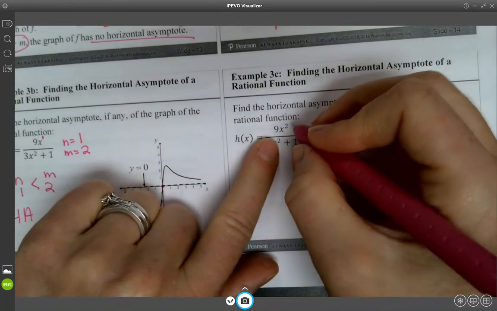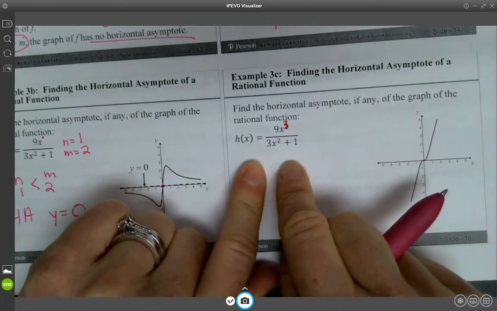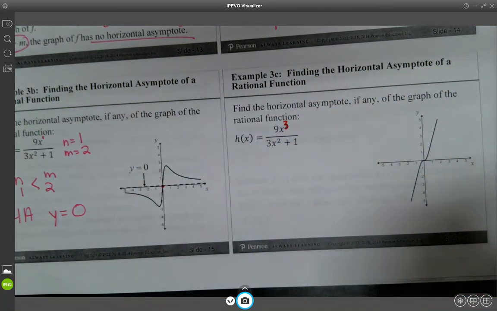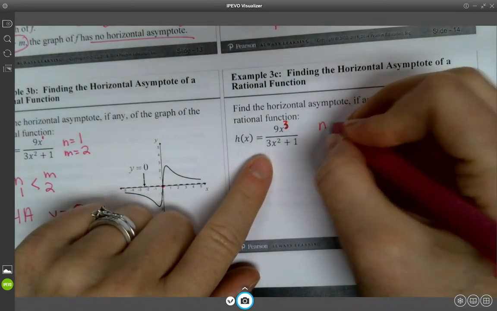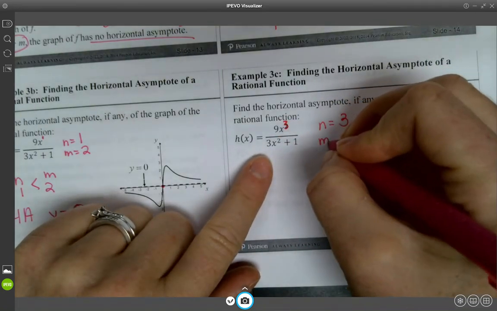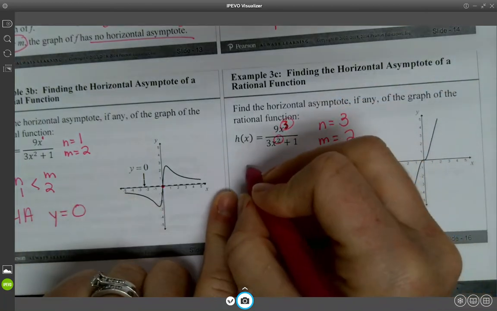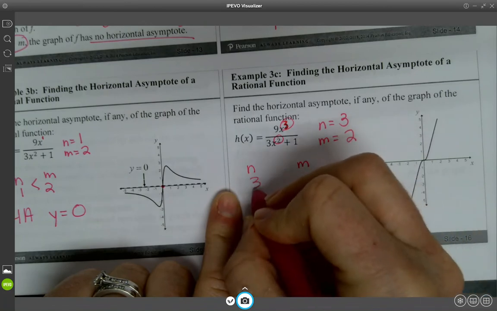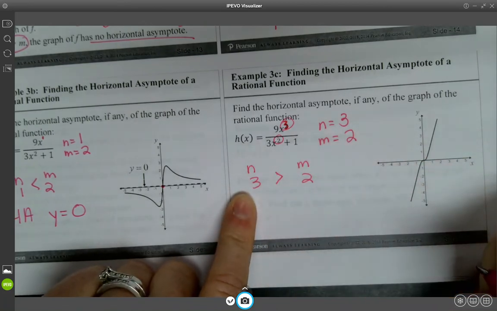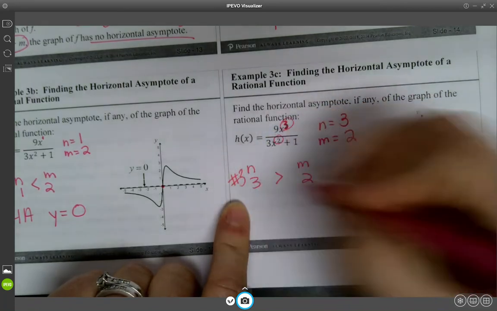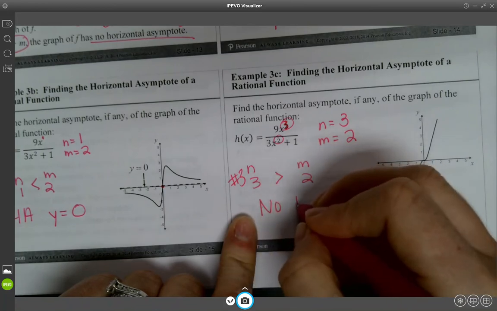Okay, I forgot to change this. This should be 3, because we need another example. That's the same as the first one, and we want to change it up. So that should have been 3. Go ahead and change that. So let's look at n equals 3 and m equals 2. n compared to m, so 3 compared to 2. 3 is greater than 2, so that would be number 3. So this is no horizontal asymptote, none.